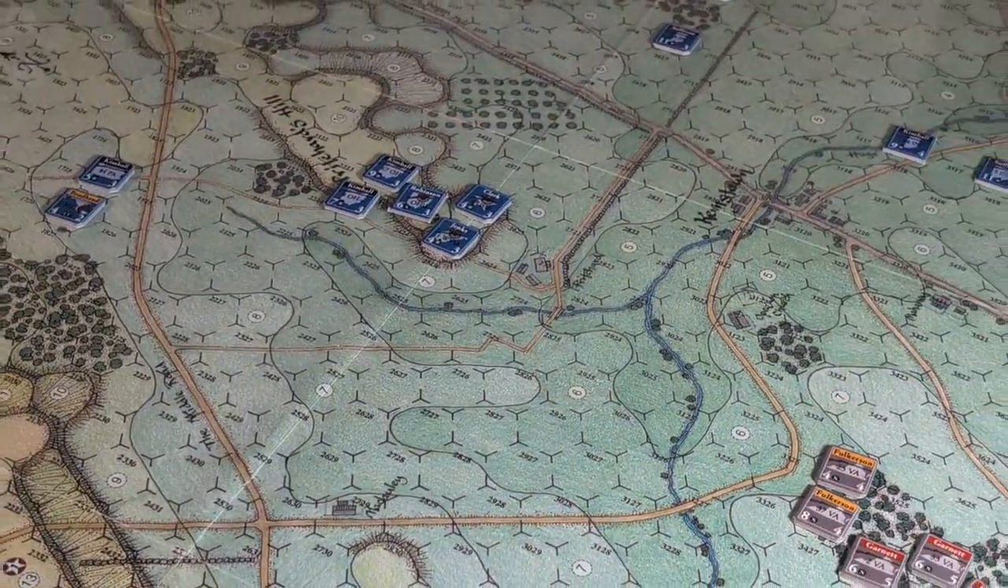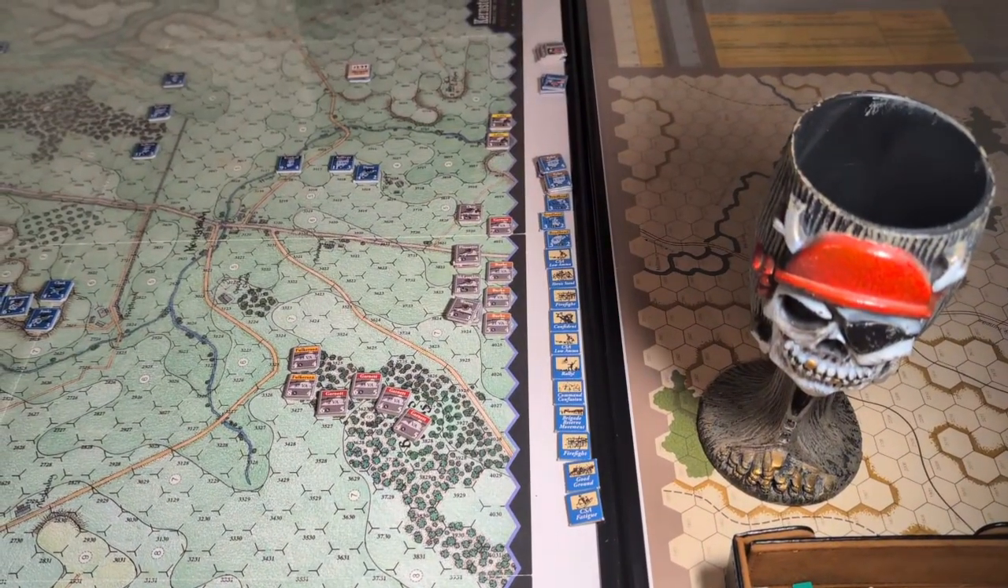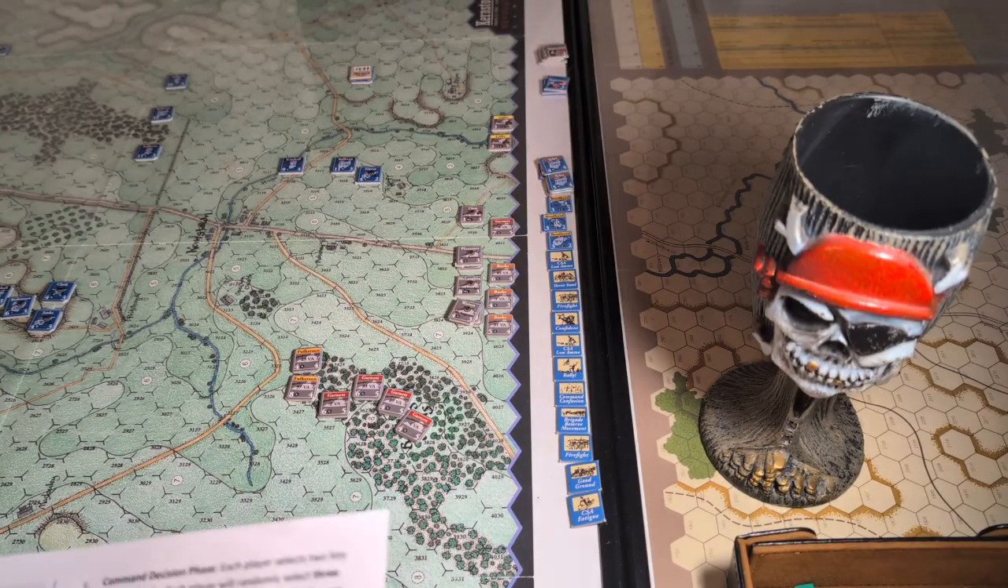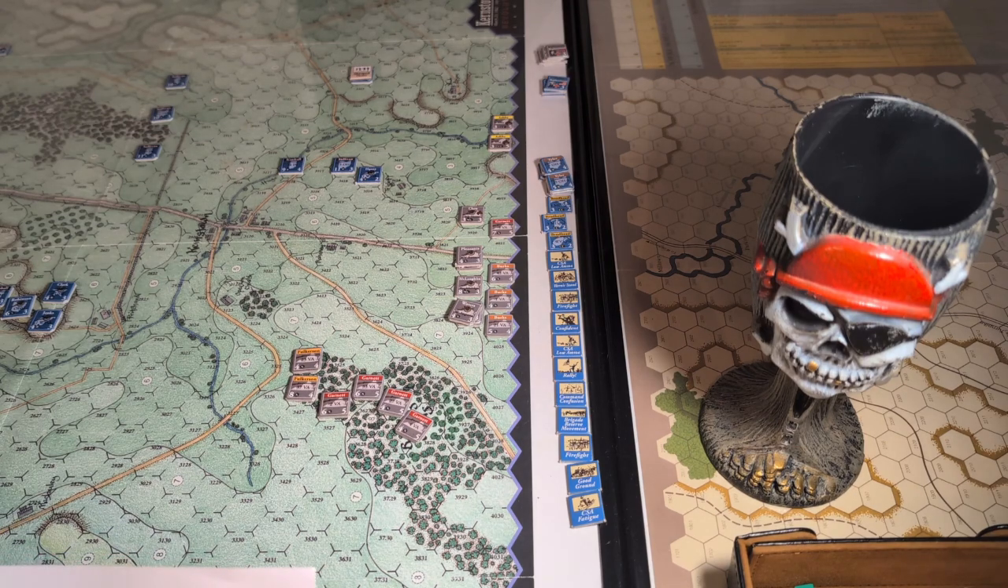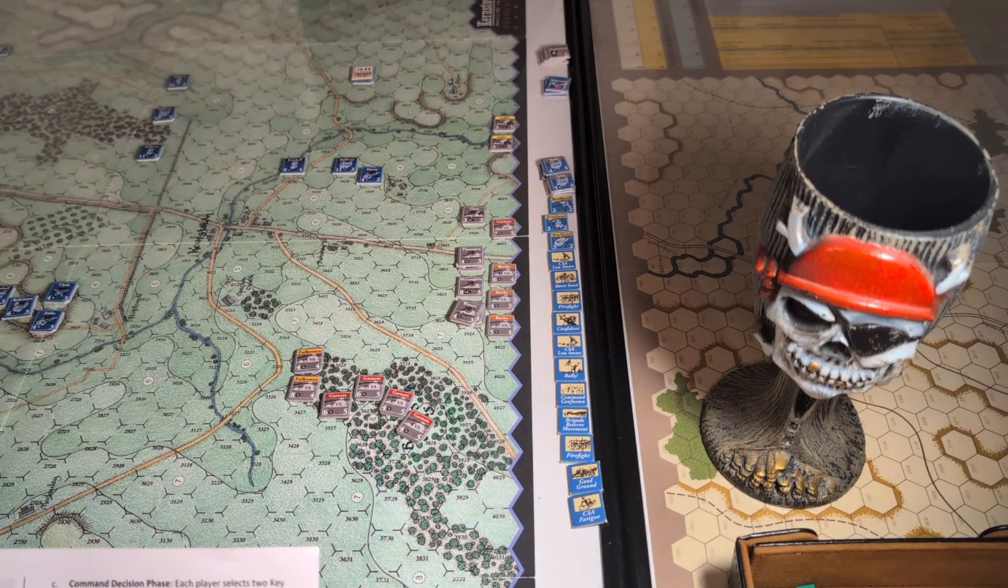All right. Now, each player will pick two key chits from the ones that are available, and then they will flip them over and randomly pick 3 more. So each player will have 5 key chits available to them.